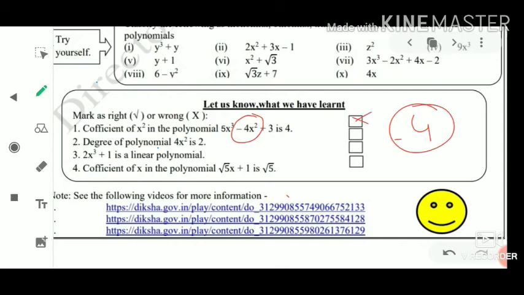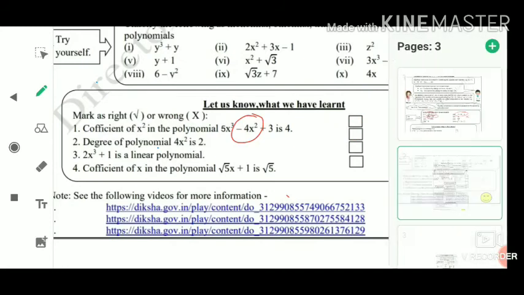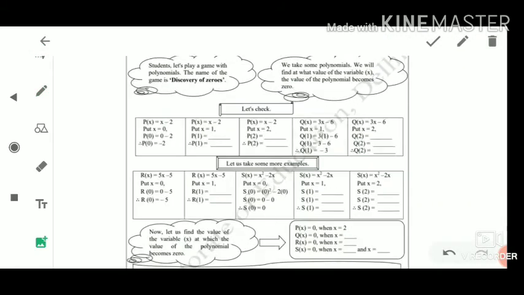Degree of polynomial 4x square is 2. So the degree of 4x square is 2. Yes, it is correct. So 2x cube plus 1 is a linear polynomial. So I hope you all can do this. Let's come to worksheet number 3.